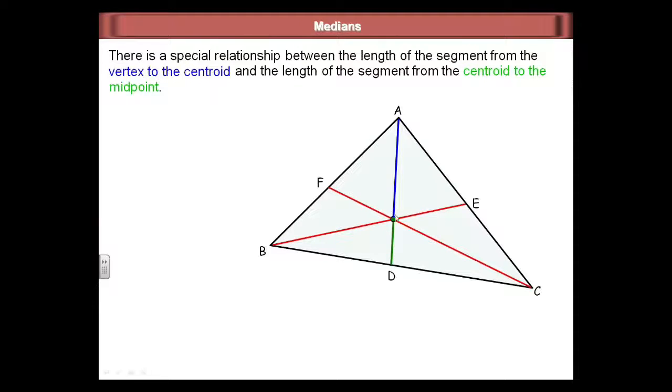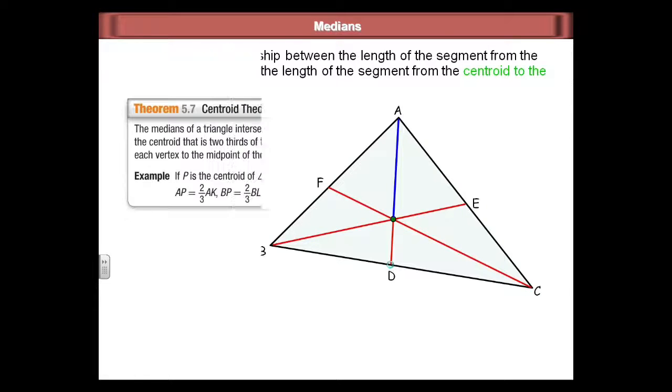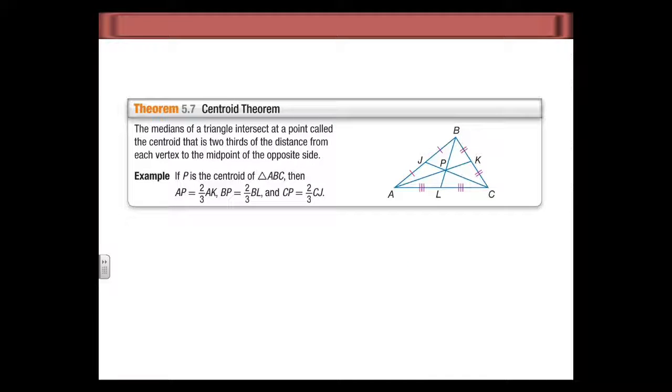From the vertex to the centroid, and then the centroid to the midpoint of the opposite side, there is a special relationship between those. That relationship states that from the vertex to the centroid is 2/3 of the entire thing. So AP is 2/3 of AK. BP is 2/3 of BL, and CP is 2/3 of CJ. So that I am working with a fraction, I always multiply by the numerator and divide by the denominator.